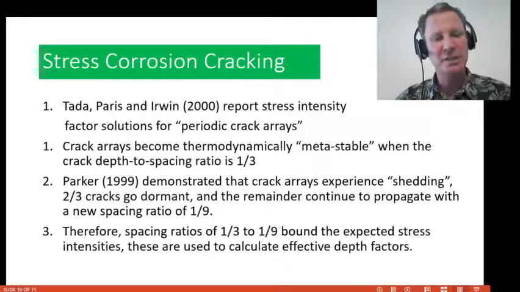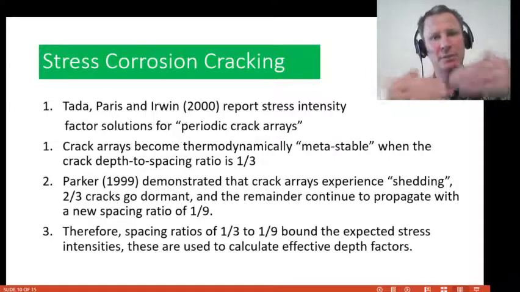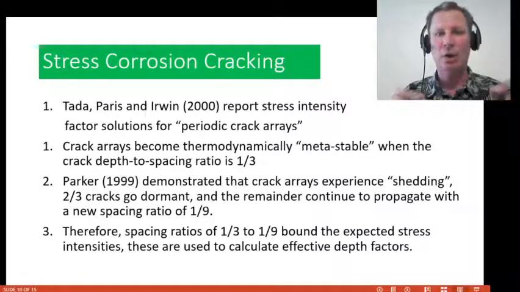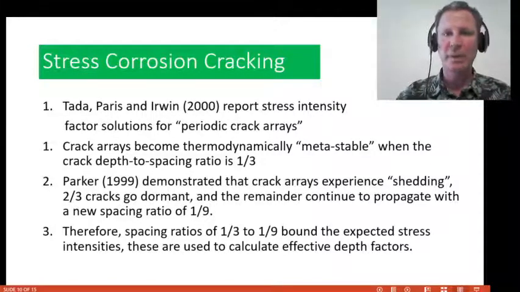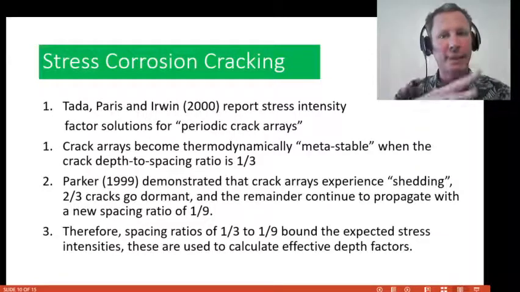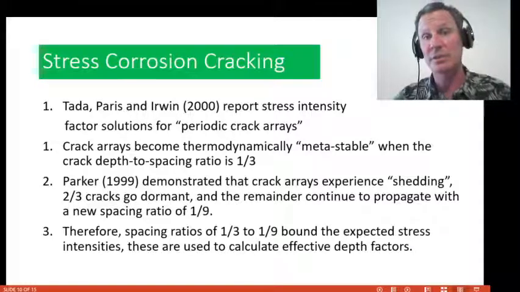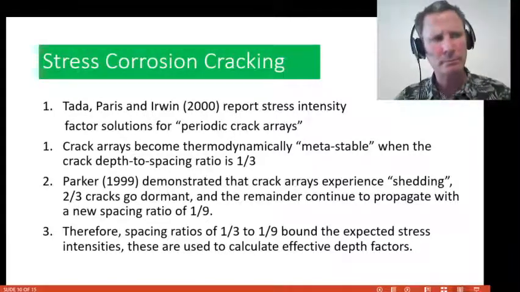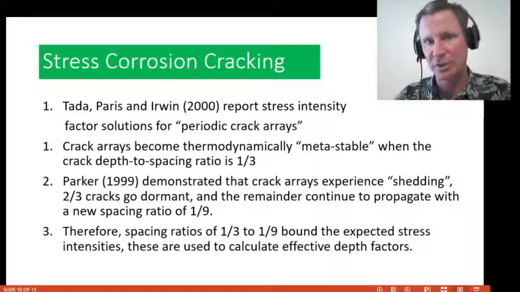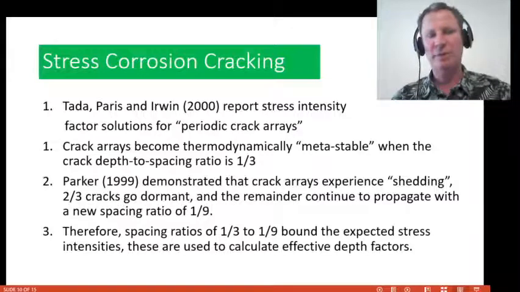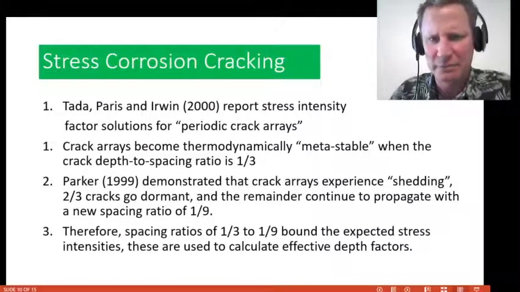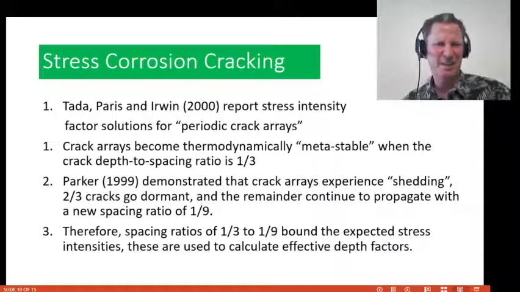And what this means is that you get this crack and shed sequence where the live cracks are alternating between a 1-in-3 spacing and a 1-in-9 spacing, and they flip-flop back and forth as the live cracks grow. And what I've done is I've used that phenomenon to come up with an effective depth factor, and I've thrown that into my stress corrosion cracking model.